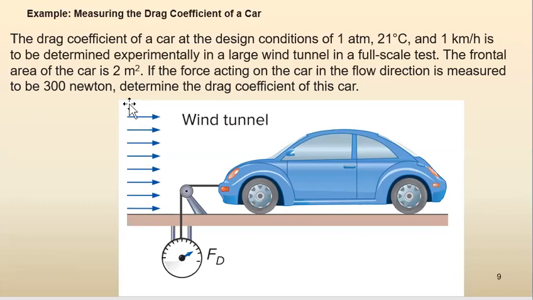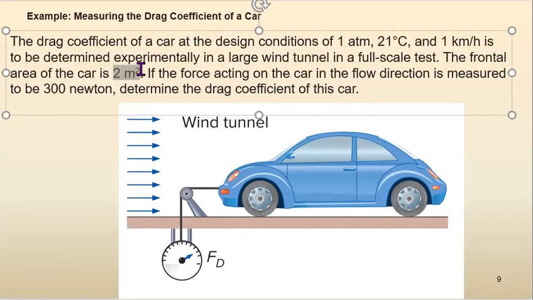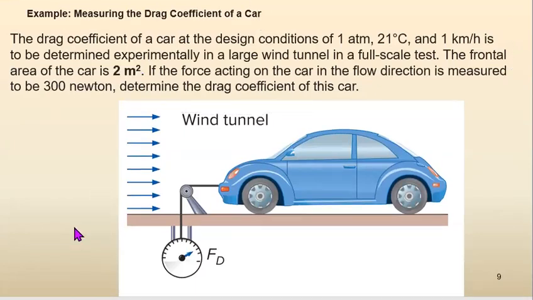So what is this area? This area is the area that you can see when you look at the car from the front side. So when you stand in front of the car, not at the side of the car, and look at the car, that area is the frontal area. If the force acting on the car in the flow direction is measured to be 300 Newton, what is the drag coefficient of this car?